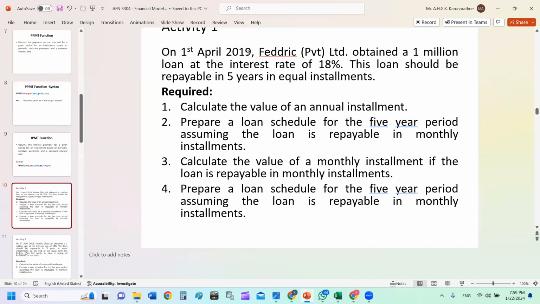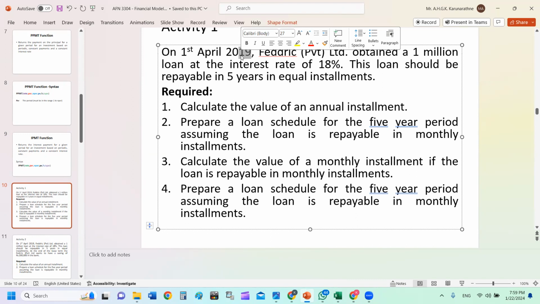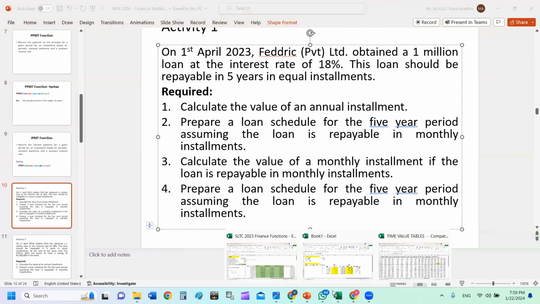Let's say first April 2023. Frederick Private Limited obtained a 1 million loan at an interest rate of 18%. The loan should be repayable in 5 years in equal installments. Frederick Limited has taken 1 million at an interest rate of 18% and repays over 5 years. Prepare the loan repayment schedule.